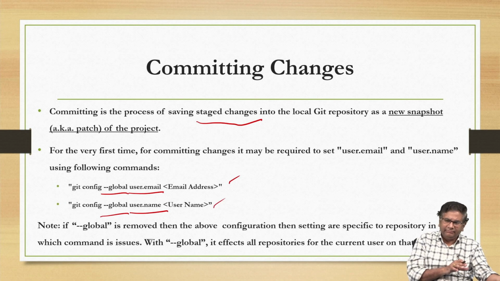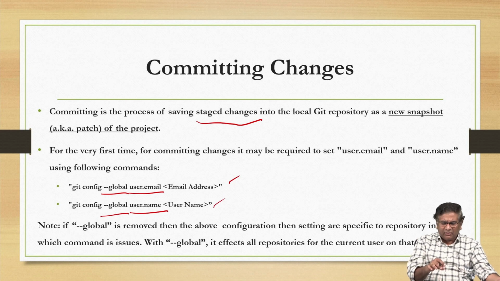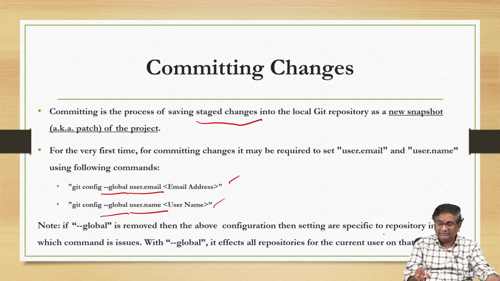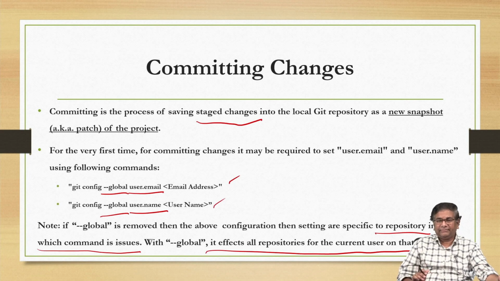If they are made global, I think in other places you don't need to use it, but I normally don't like to make them global. So I just use folder by folder. If --global is removed, then the above configuration settings are specific to the repository in which the command is issued. With --global, they affect all repositories for the current user on that machine. That's what it is again. I don't use --global.